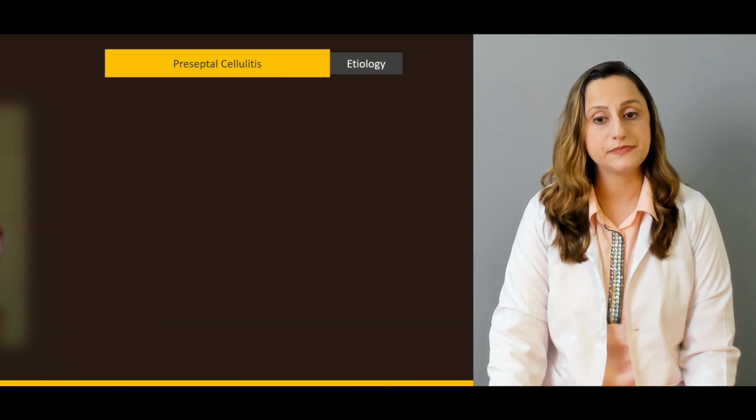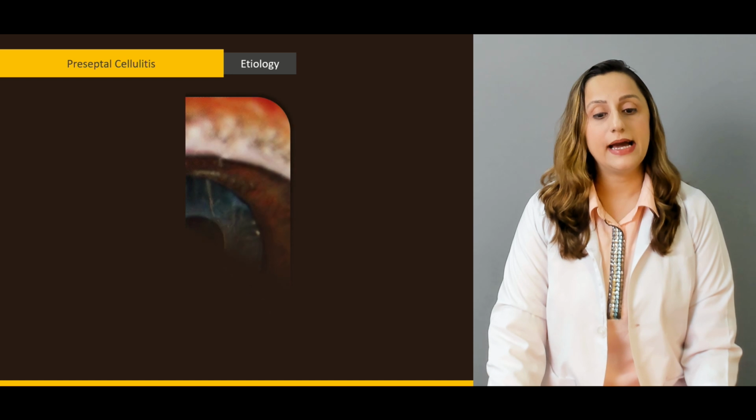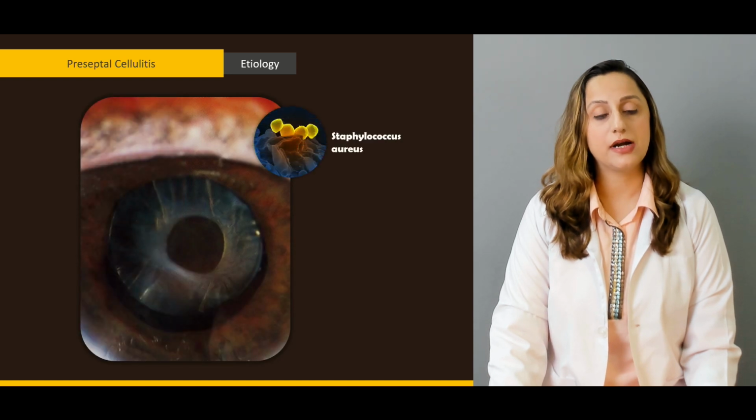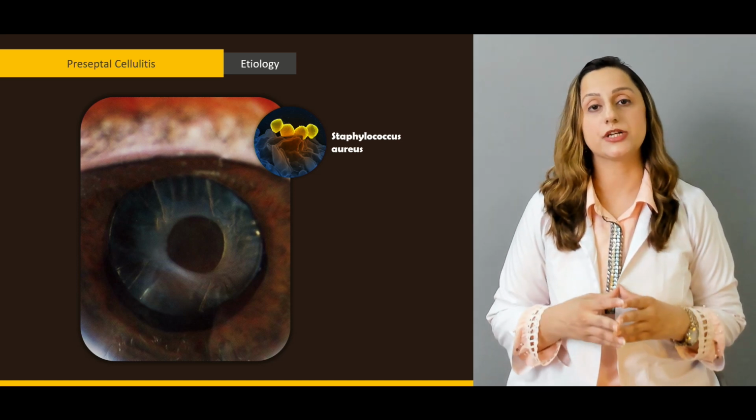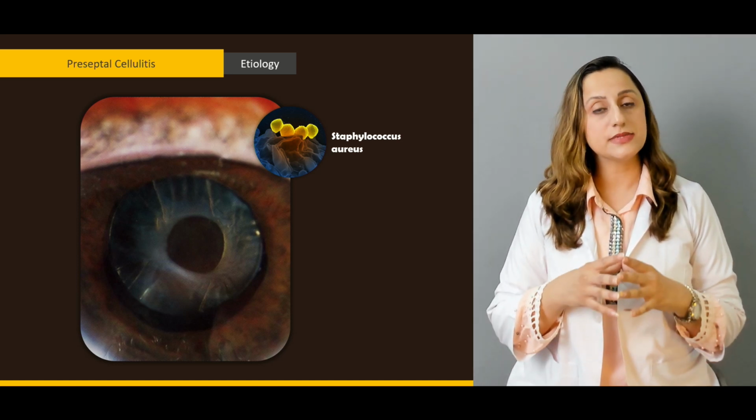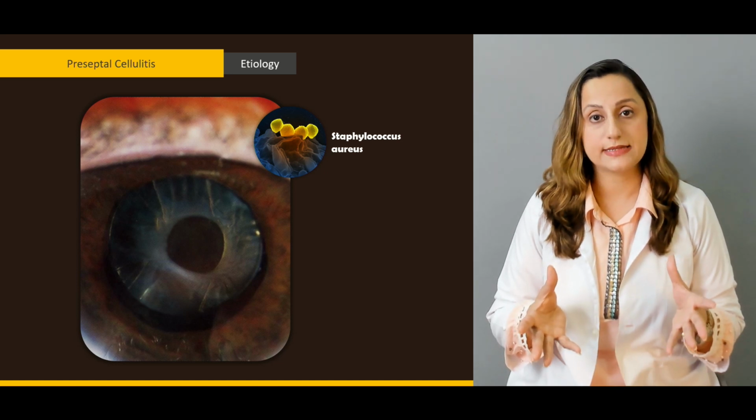Now, the word preseptal is basically indicating that the infection is lying anterior to the orbital septum, and usually it's the neighboring structures, the skin and the tissues, that are sometimes involved. It's not the pure infection of the orbital cavity. Regarding the etiology of preseptal cellulitis, the organisms that are usually involved in this kind of condition are pertaining to the skin infections.